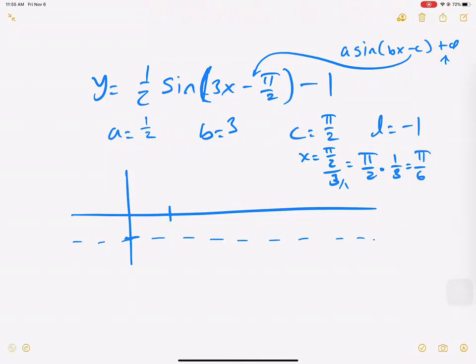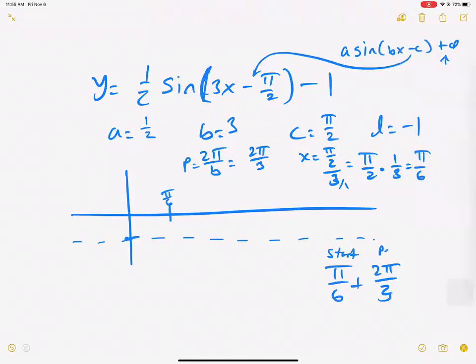Maybe I'll write it on top for more space. Pi over 6. Great, we know the graph is going to start here. Our b value, which is 2 pi over b, helps us find our period, 2 pi over 3. Oh my gosh, how am I supposed to write 2 pi over 3 here? Well, this is what I do. Just take your time and just write it on the side. I'm going to add the period to my starting value. My start plus my period equals the end.